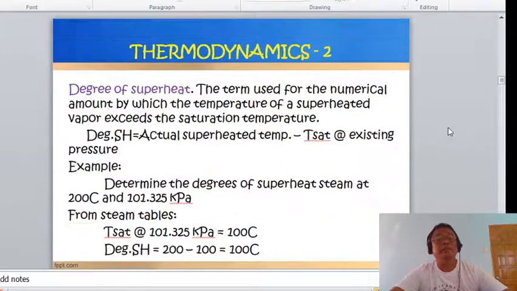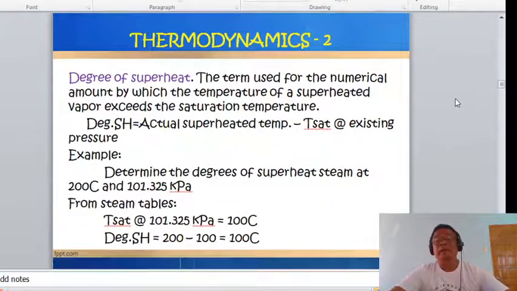Okay, so next, we have here degree superheat. Degree superheat is the term used for the numerical amount by which the temperature of superheated vapor exceeds the saturation temperature. So, take note class, if you are going to calculate the degree superheat, use this formula. Degree superheat is equal to the actual superheated temperature minus the saturation temperature at existing pressure.